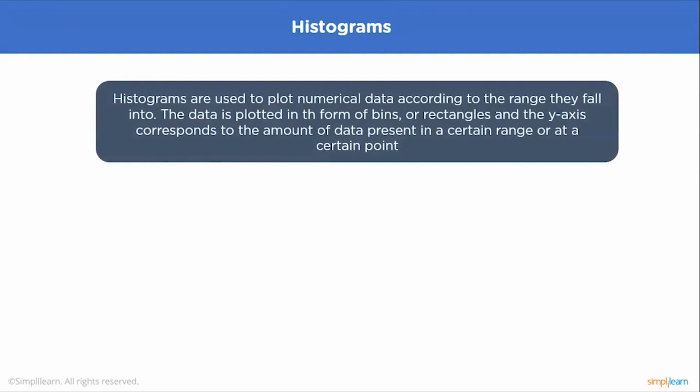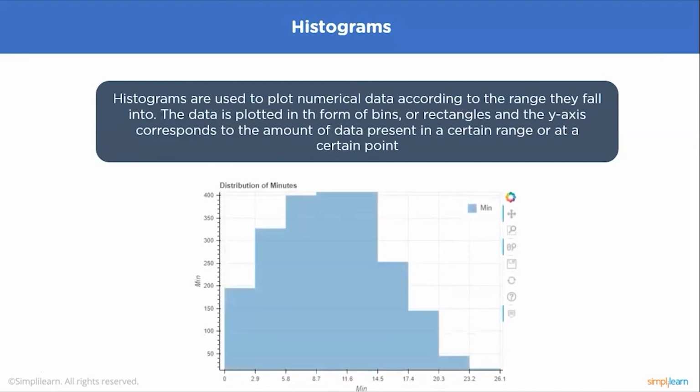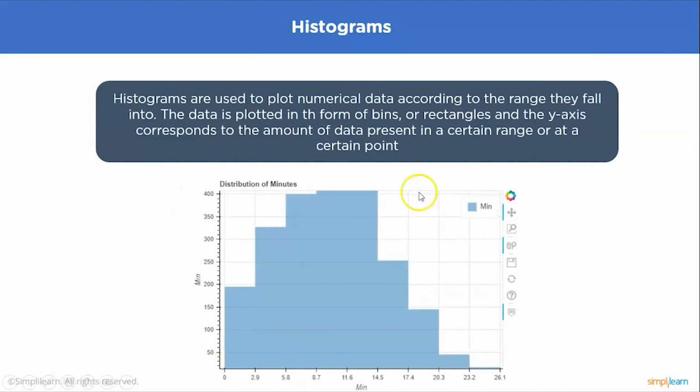So what exactly is a histogram? Histograms are used to plot numerical data according to the range that they fall into. The data is plotted in the form of bins or rectangles, and the y-axis corresponds to the amount of data present in a certain range or at a certain point. So this is what a histogram looks like.